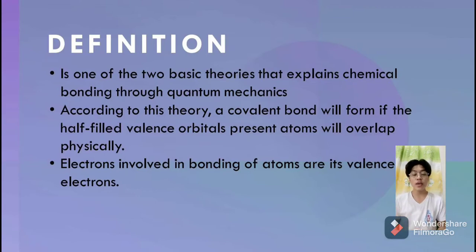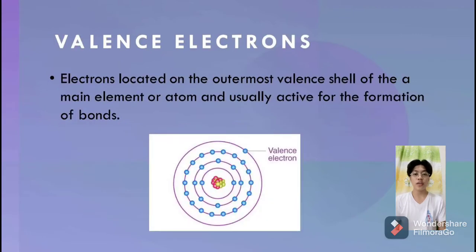So, VBT basically says that a covalent bond will be formed when an overlap happens between the half-filled valence orbitals of the present atoms. The electrons involved in this bonding process are of course the valence electrons. Quick recall, the valence electrons are the electrons located on the outermost shell of an atom, and these are the ones usually active in the formation of chemical bonds.